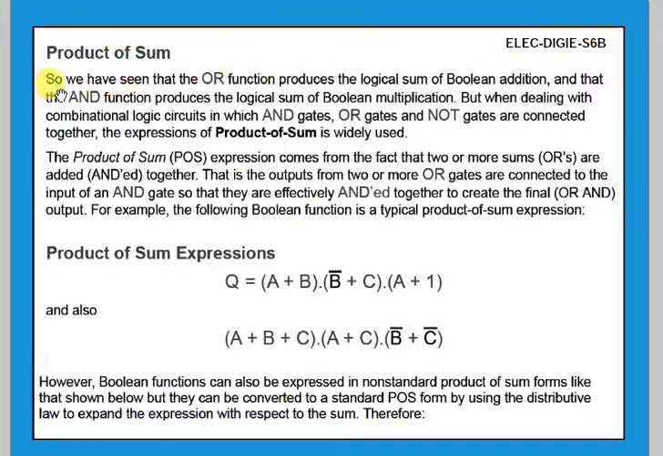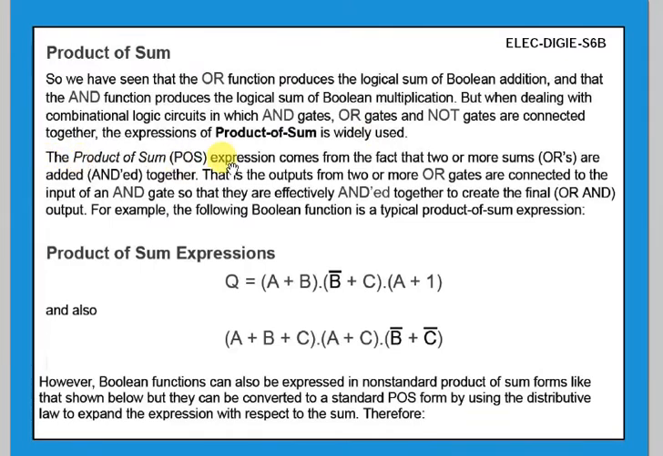So again, we have seen that the OR function or OR gate produces the logical sum of the Boolean addition, and the AND function produces the logical product of the Boolean multiplication. But when dealing with combinational logic circuits in which the AND gates, OR gates and NOT gates are connected together, the expression of the product of sum is widely used.